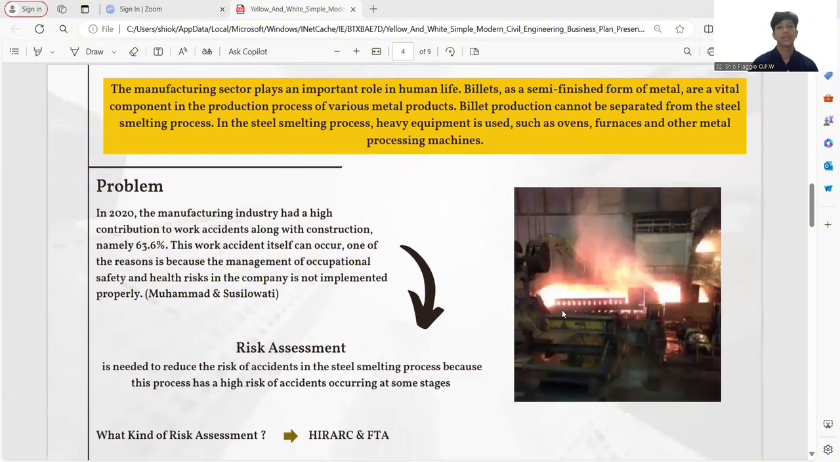The manufacturing sector plays an important role in human life. Billets, as a semi-finished form of metal, are a vital component in the production process of various metal products. Maybe we don't know that the equipment or tools we usually use, which are made from steel or metal, are made from billets. So the billet is a basic component that can produce various metal products.